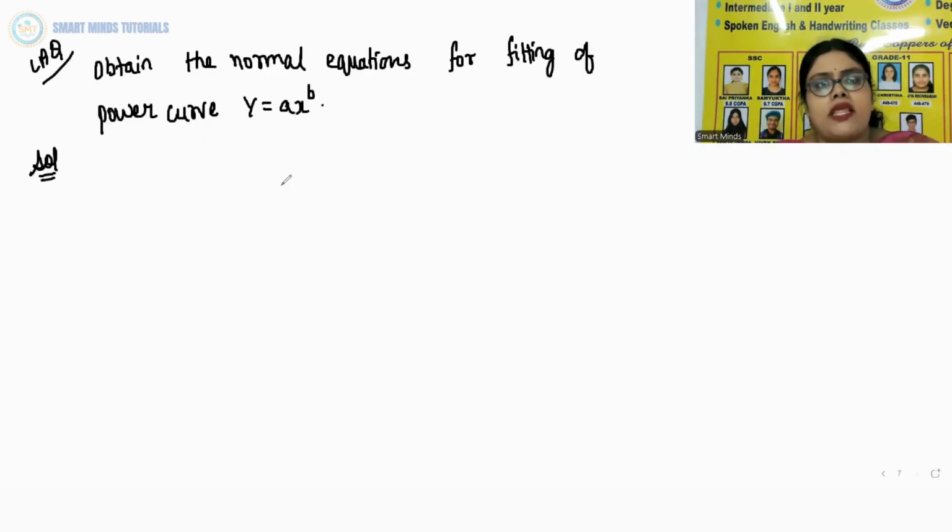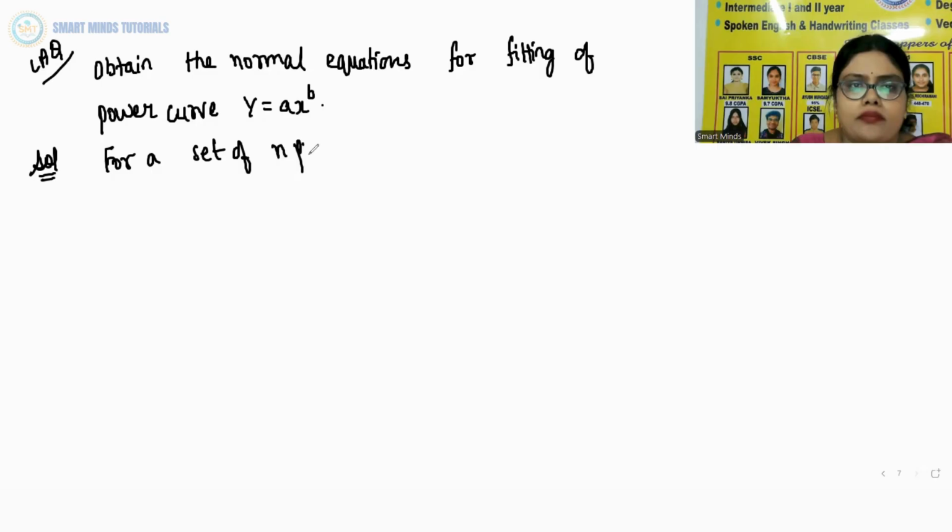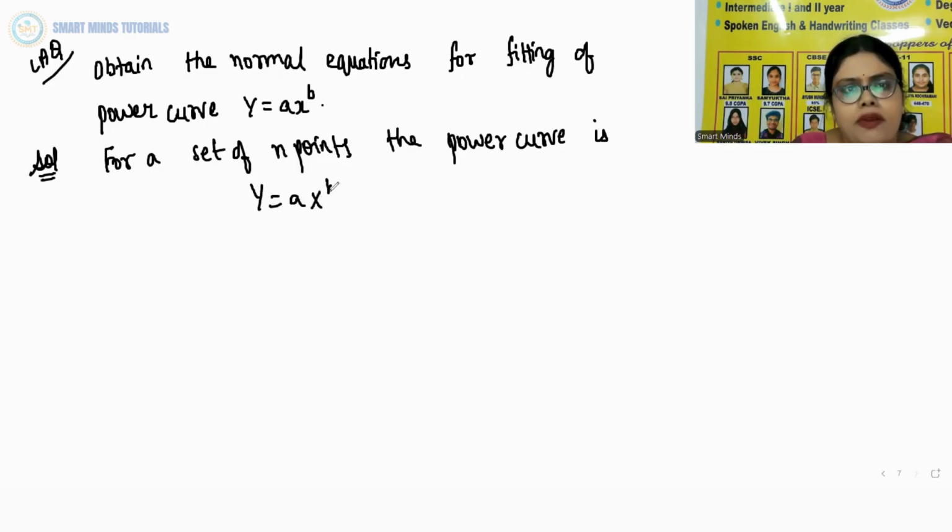Now take the next LAQ. Obtain the normal equations for fitting of power curve y is equal to a x power b. So for a set of n points, the power curve is y is equal to a x power b. This is equation number 1.